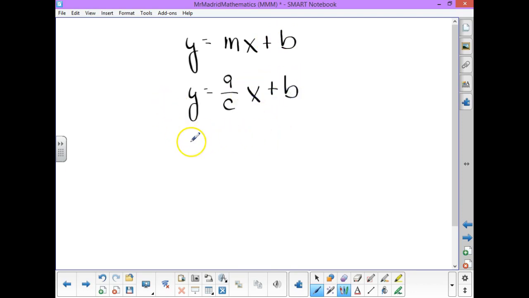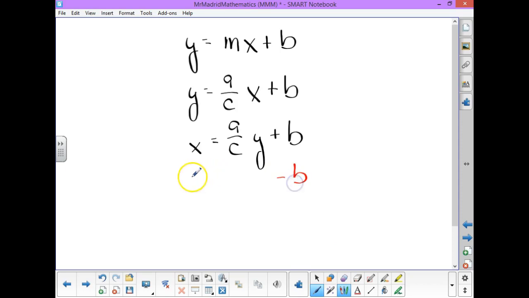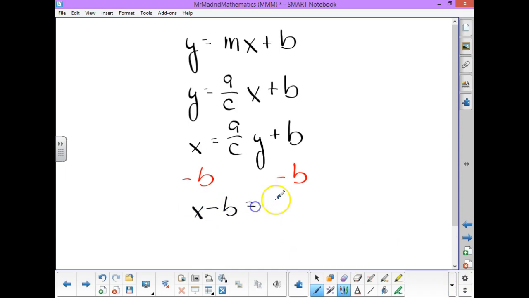Now when you do the inverse, we switch x and y. Everything else stays the same. Now if I was to solve this for y, all I would do is subtract b from both sides, and it doesn't matter what b is. Of course, if this was a minus, then I'd add. And I'm left with x minus b equals a over c times y.